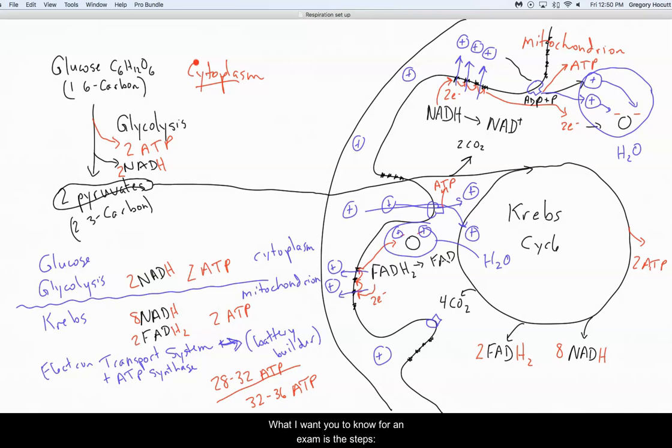What I want you to know for an exam is the steps: glycolysis, Krebs, electron transport plus ATP synthase, and where the energy is in each of those steps. Glycolysis, it's in the carbon to hydrogen bonds largely of glucose and then the pyruvates. Krebs cycle, now the energy is in the electrons and protons of NADH and FADH2.